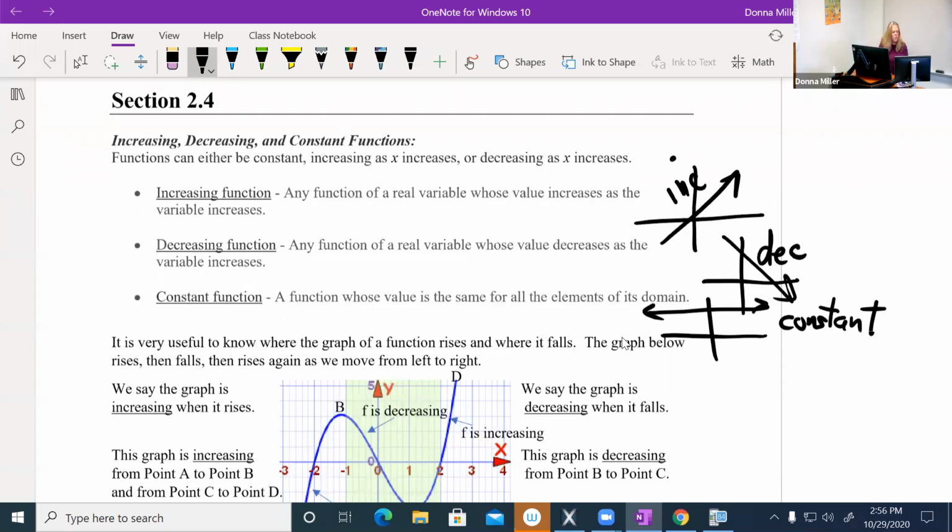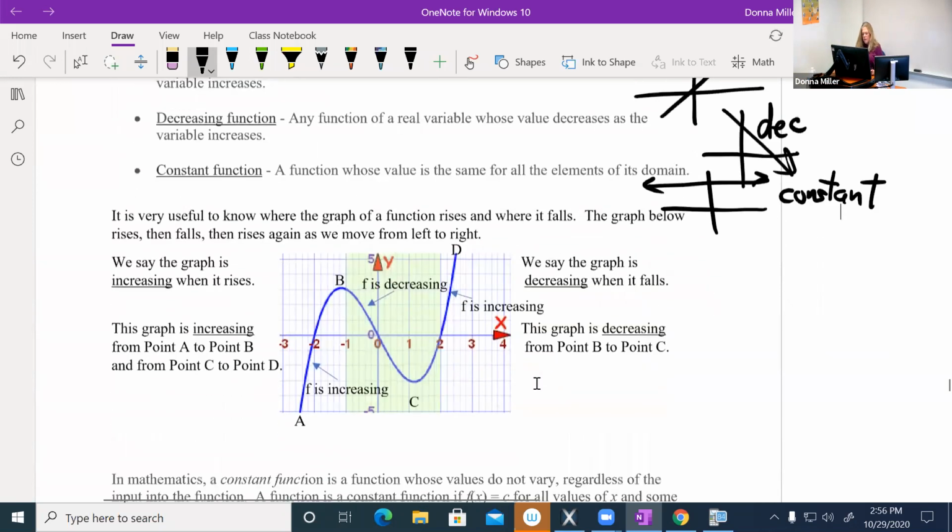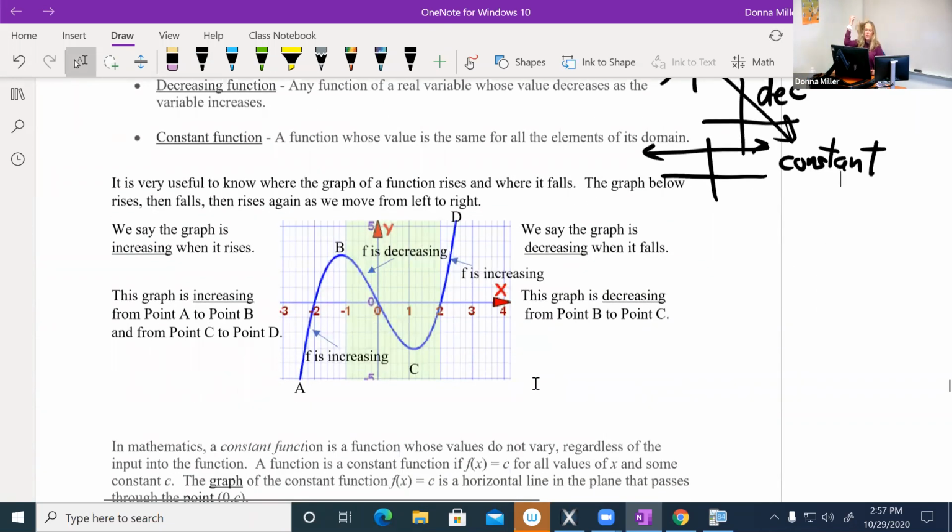So when you get to 1325, right now all I can do is look at a graph, and you'll have some tools to figure it out without a graph. When we talk about intervals of increase, decrease, and constant, the one thing I want you to get is we only talk about x. We don't talk about y at all. We say for what intervals of x is the function increasing.